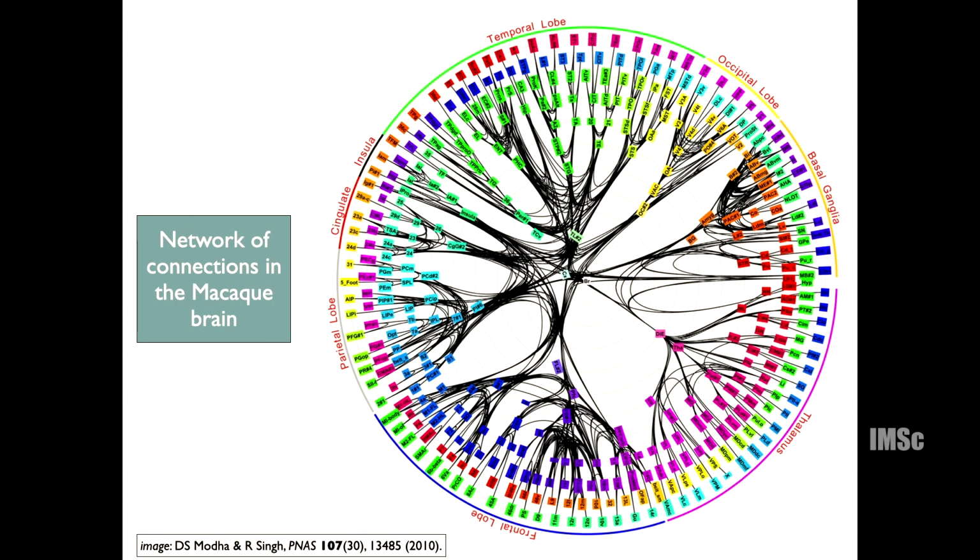As you can see, these boxes represent the different brain regions, and these are all the various links which are obtained from the studies. Going around the circle, these are the different parts of the brain: temporal lobe, occipital lobe, and so on.